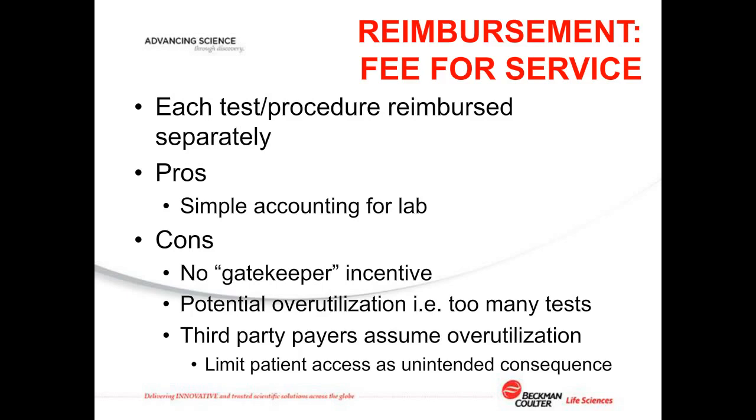The problem with this, what happens typically when third-party payers assume utilization is overutilization, is they will actually put in place limits that, although the idea is to prevent overutilization, the ultimate consequence is that they actually may limit patient access. And this can be quite problematic in certain markets.